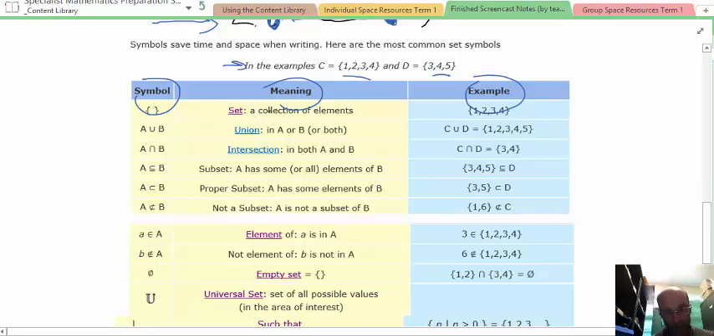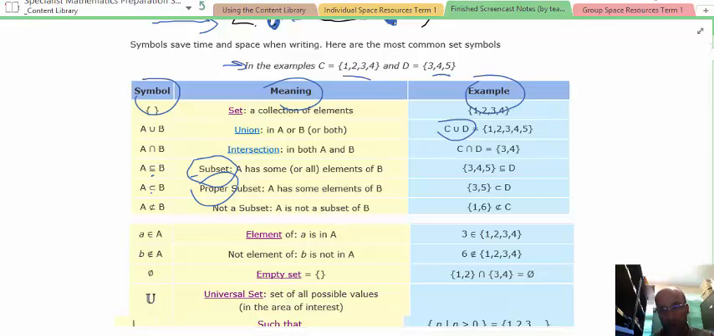The braces mean a set, the set of, a collection of elements. U is union, which is both, so C in union with D is both of those sets put together without doubling up. Intersection is the one common to both sets. In a Venn diagram, that's where you'd have overlap. Now you've got subset and proper subset. We need to make a distinction between those. You can notice that subset has the extra stroke below it and proper subset does not.